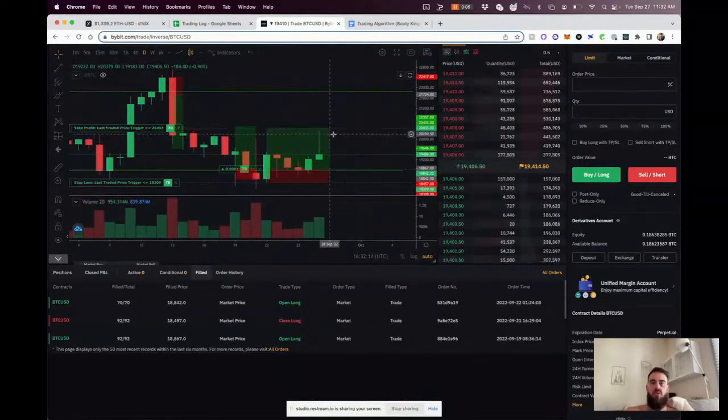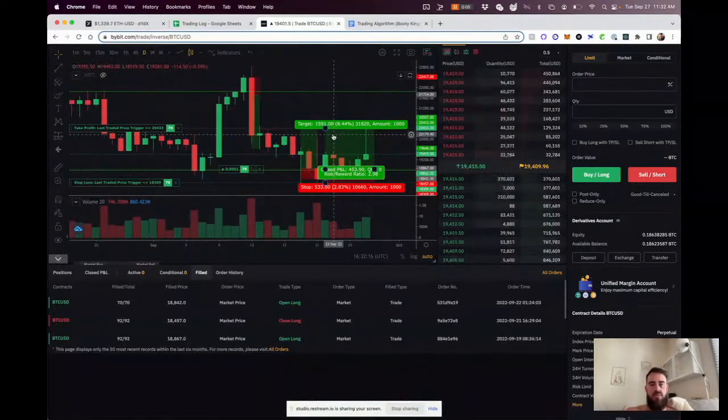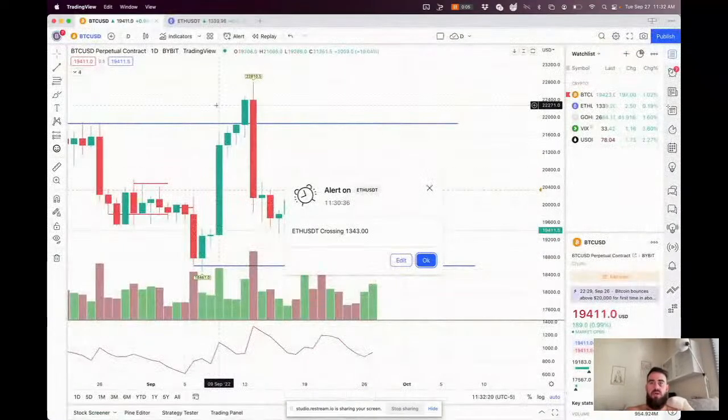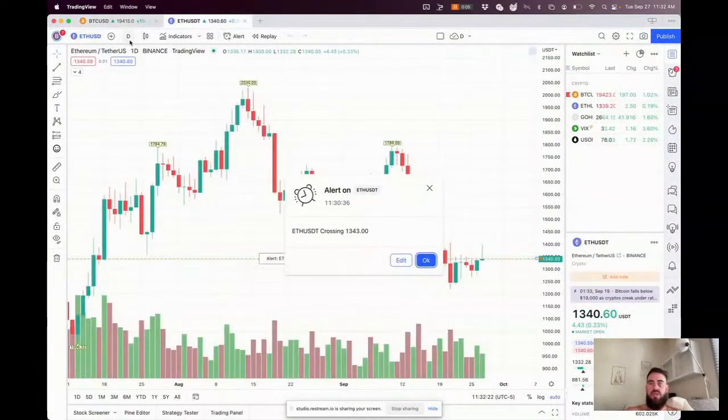This is the trade that we're going for on the long side. Both of them are still in action. Nothing has been hit, but let's go ahead and enter in. These are the things that I track for each trade.